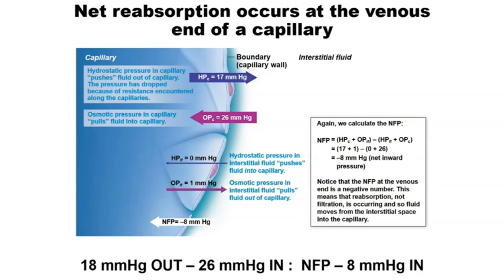So we can add the osmotic pull of the tissues to the hydrostatic pressure of the capillary, or the HPC, for a total of 18 millimeters of mercury of pressure pushing fluid out of the capillary bed. If we were to then subtract the 26 millimeters of pressure of osmotic pull back into the bed, we end up with a net filtration pressure of negative 8 millimeters of mercury, which means that fluid will be pulled back into those capillaries at the venous or the venular end of the capillary bed.